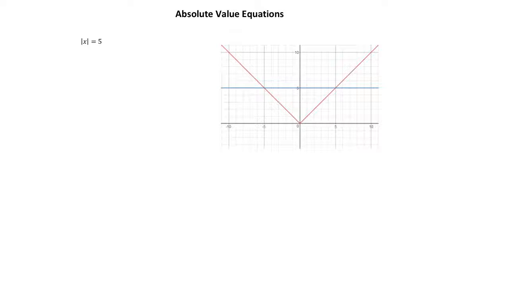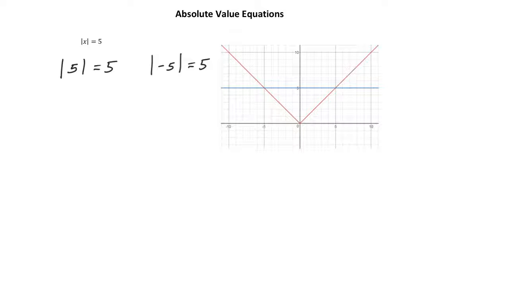An absolute value equation is one like this. The absolute value of x is equal to 5, where on one side we have the absolute value, and on the other we have a number. It's very easy to solve this one because you can guess the solutions. There are two. I know that the absolute value of positive 5 is equal to 5, and also the absolute value of negative 5 is 5. This means I have two values that make the original equation true.